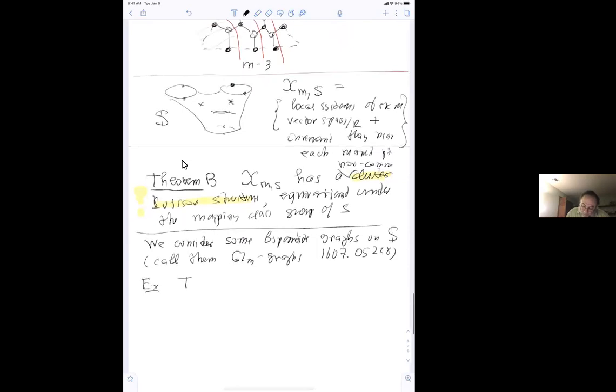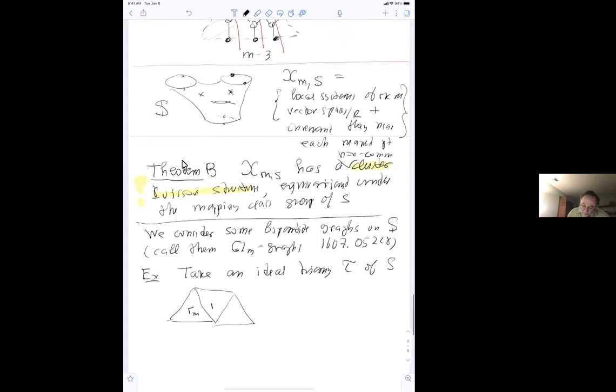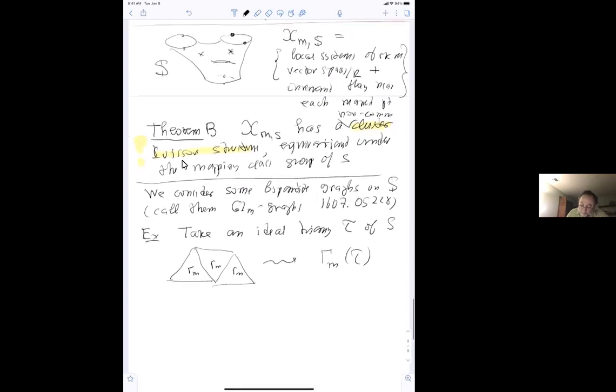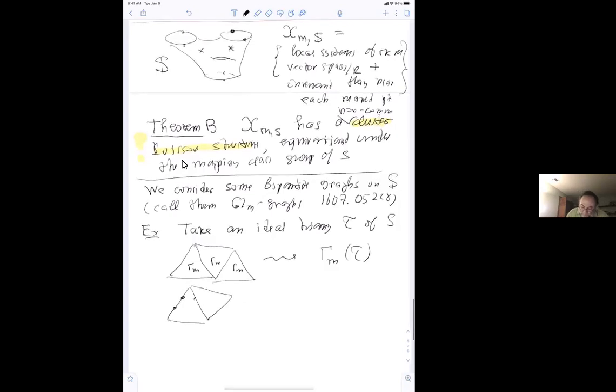So let's take an ideal triangulation of S. This means that we just subdivide S into triangles. And then for each of the triangles, we put inside our graph gamma_M. And then altogether, we get a certain graph, which I can call gamma_M of this triangulation. So for example, if I draw it this way, then you have here black vertices. Actually, okay, let me draw it real quick.